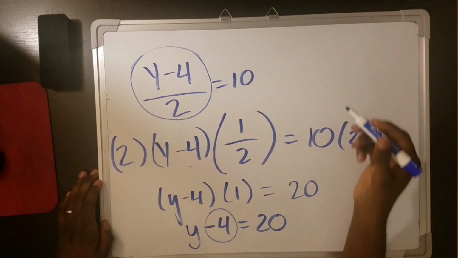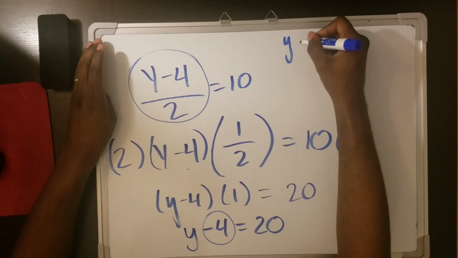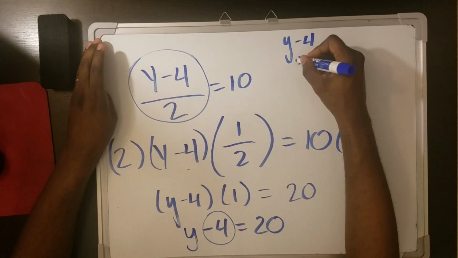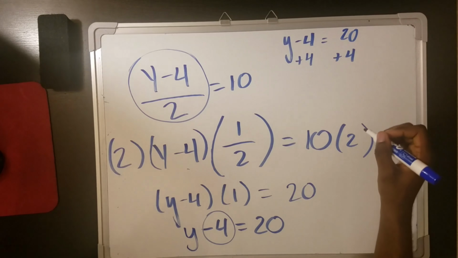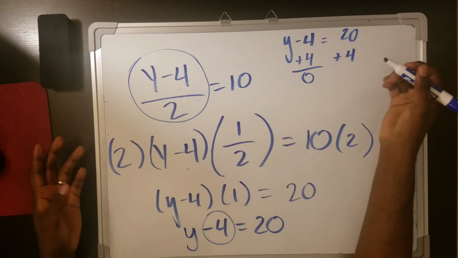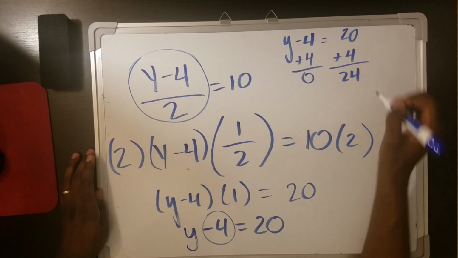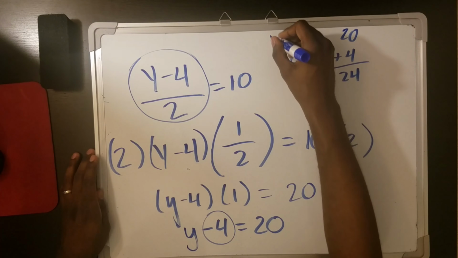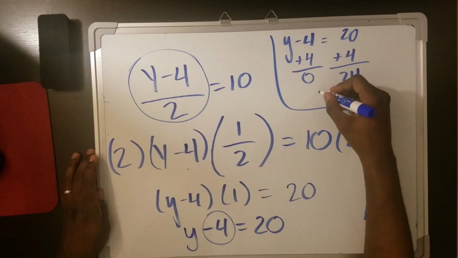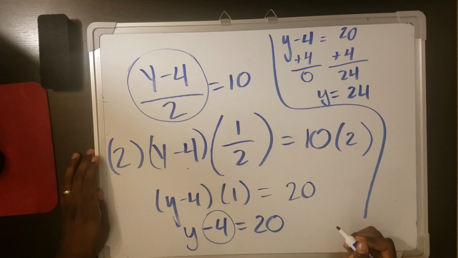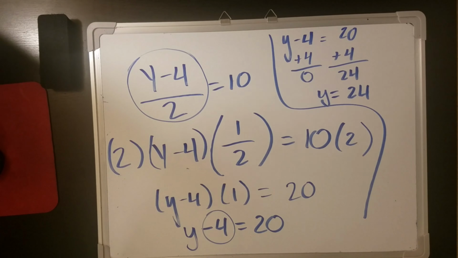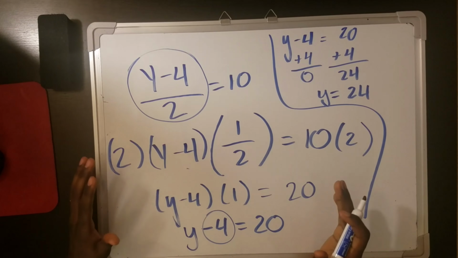So, let's go up here. We have y minus 4 plus 4 equals 20 plus 4. That gives us a 0, additive identity. This gives us 24. So our final answer is y equals 24. So let's do a quick recap, because that was all over the place. It was very different from what we just did, and I don't want you getting too lost.